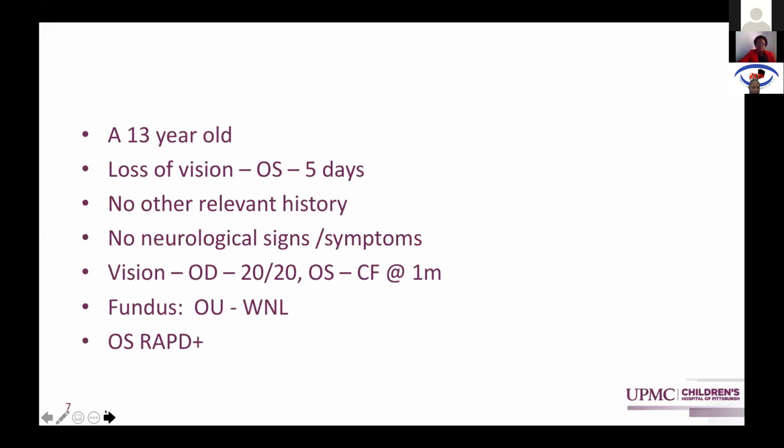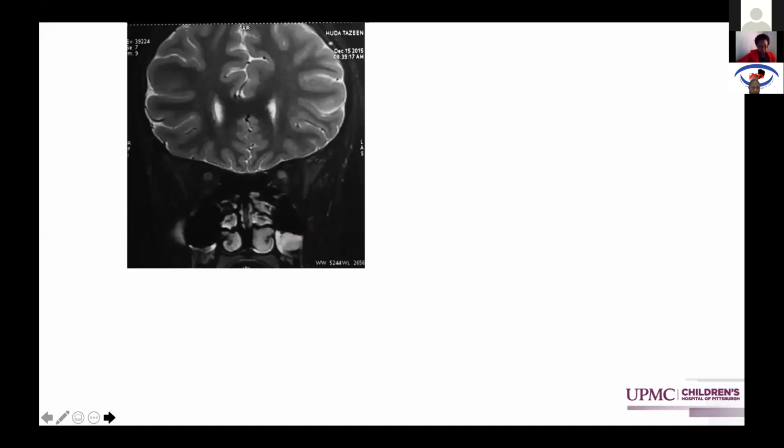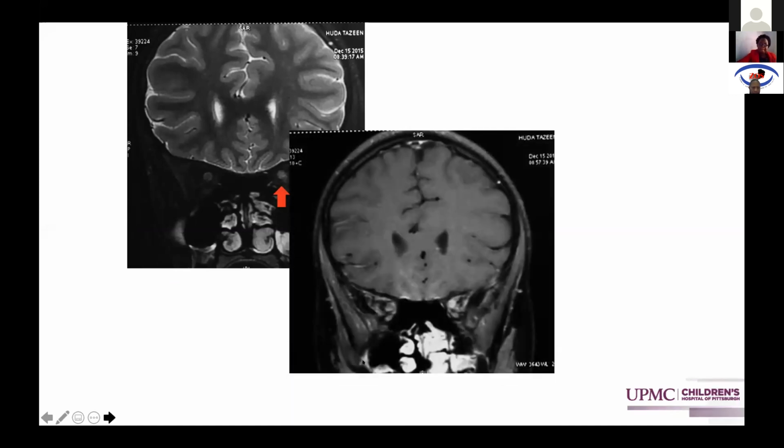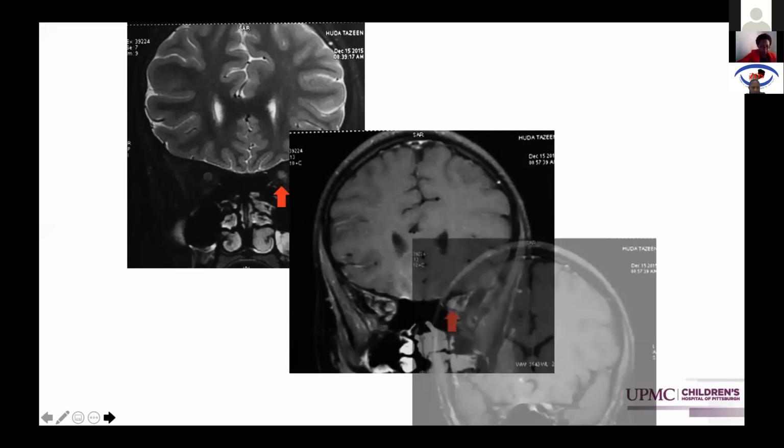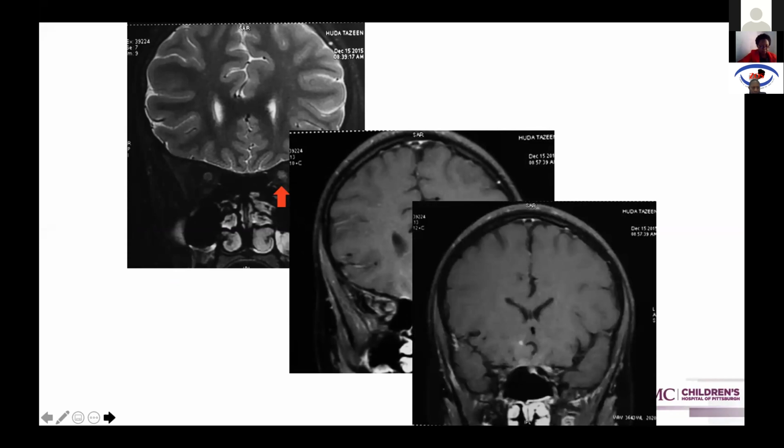I'm just quickly running through this case just to put things in perspective. This is a 13-year-old who came to us with loss of vision in the left eye for 5 days. His vision in that eye was counting fingers at 1 meter, and he had an afferent pupillary defect. He had no other neurological signs. This is his MRI, and you can see here the hyperintensity in the optic nerve on this coronal image. These are the post-contrast images where you can see the enhancement. And you can see how the enhancement continues all the way back, reaching the chiasm almost.